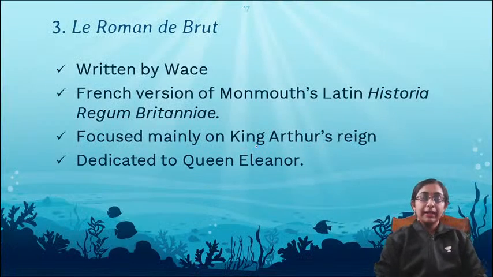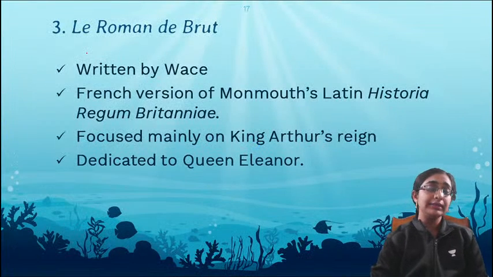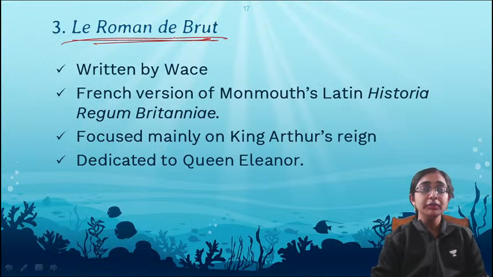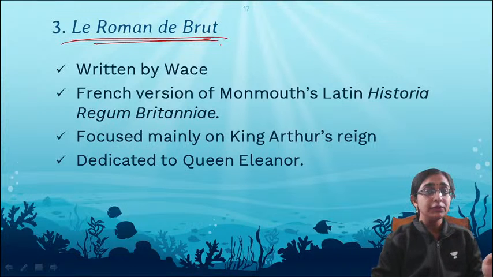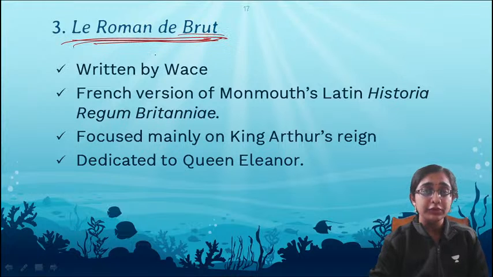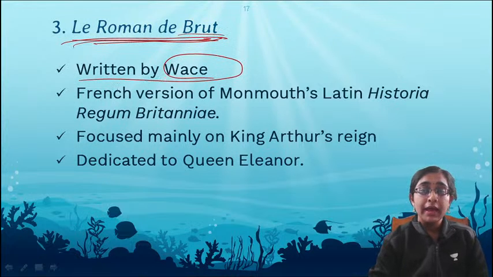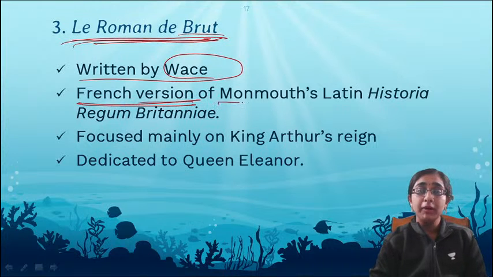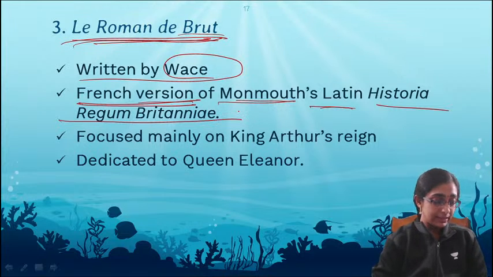Now, the next important chronicle is La Romane de Brute. I have already told you La Romane de Brute was the major source for Layamon's Brut. Now we will learn about La Romane de Brute. It was written by Oasis, and it is nothing but a French version of Monmouth's Latin work Historia Regum Britanniae, the history of the kings of England.